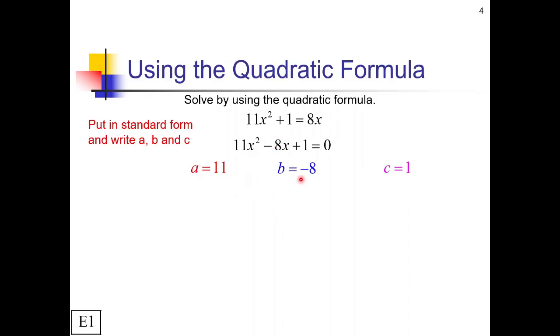All right, so you've got a, b, and c written out. Now what? Well, I would recommend you write out the quadratic formula: negative b plus or minus square root of b squared minus 4ac all over 2a, all of that. It's a good idea to write it the first few times you use it to help you remember it. And then just basically plug in a, b, and c and simplify as much as you can.